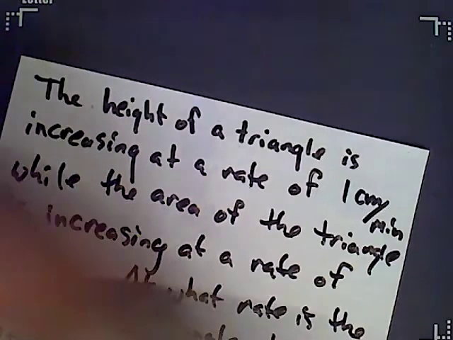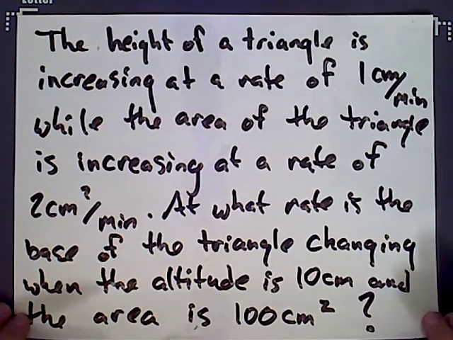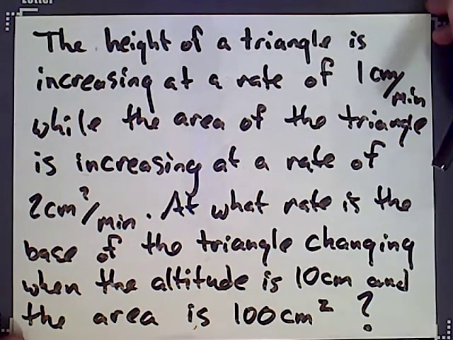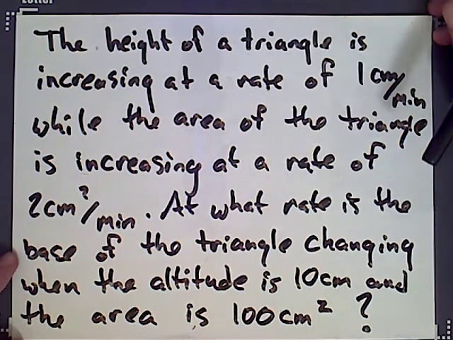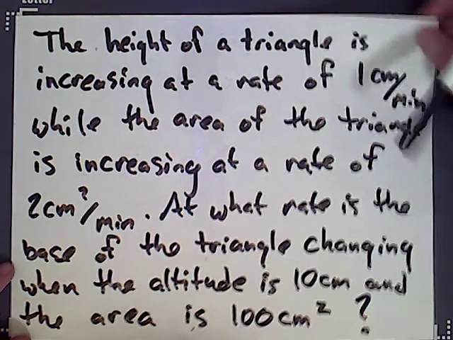This one has to do with geometry. Let me show you the problem. The height of a triangle is increasing at a rate of 1 centimeter per minute, while the area of the triangle is increasing at a rate of 2 centimeters squared per minute. At what rate is the base of the triangle changing when the altitude is 10 centimeters and the area is 100 centimeters squared? Let's begin by drawing a picture.